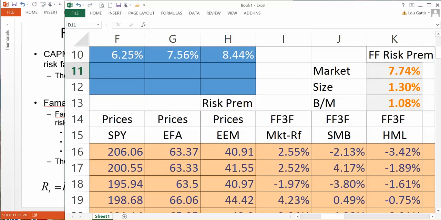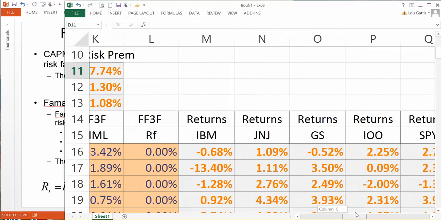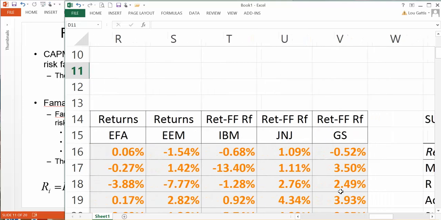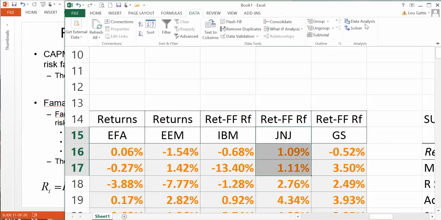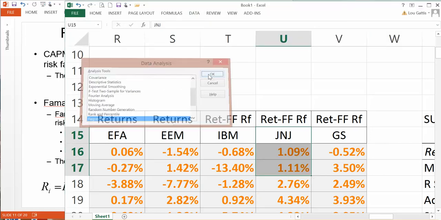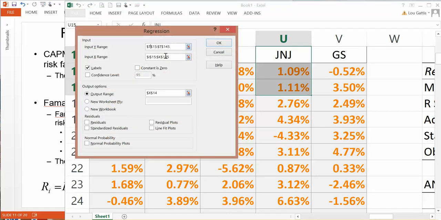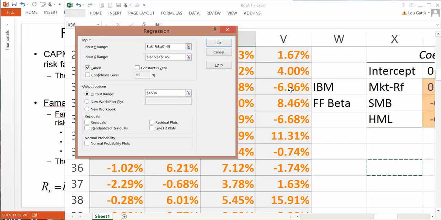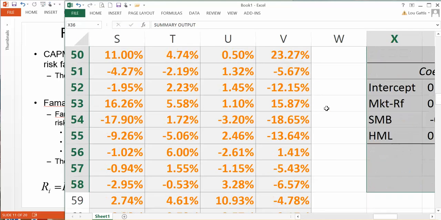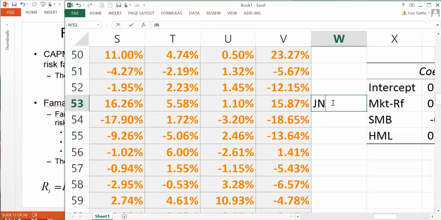So let me just run those regressions. I know that for IBM the X variables stay the same, so I just need to make sure I go from IBM in column T to J&J in column U. So I'm going to do Data Analysis, Regression, and I'm just going to change that to a U to be J&J's returns. And let me change the output. I'll put it below here and hit OK. So now these are my J&J betas.